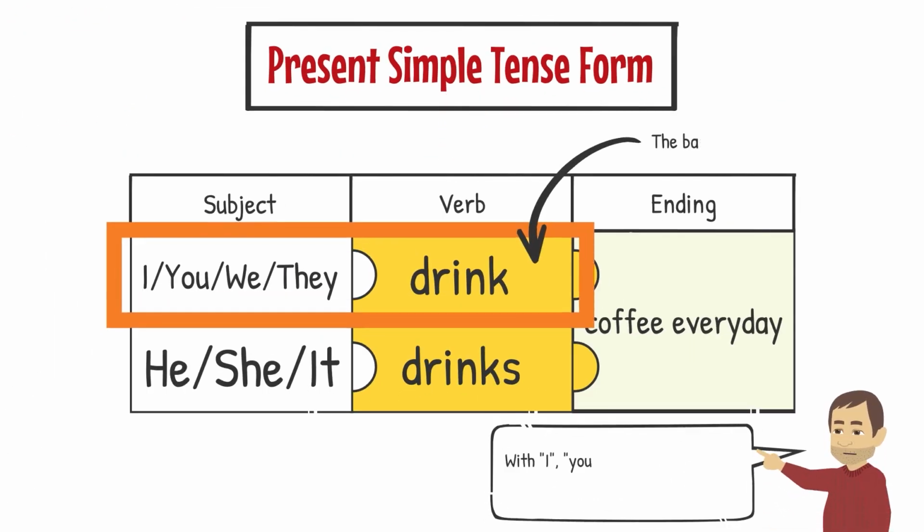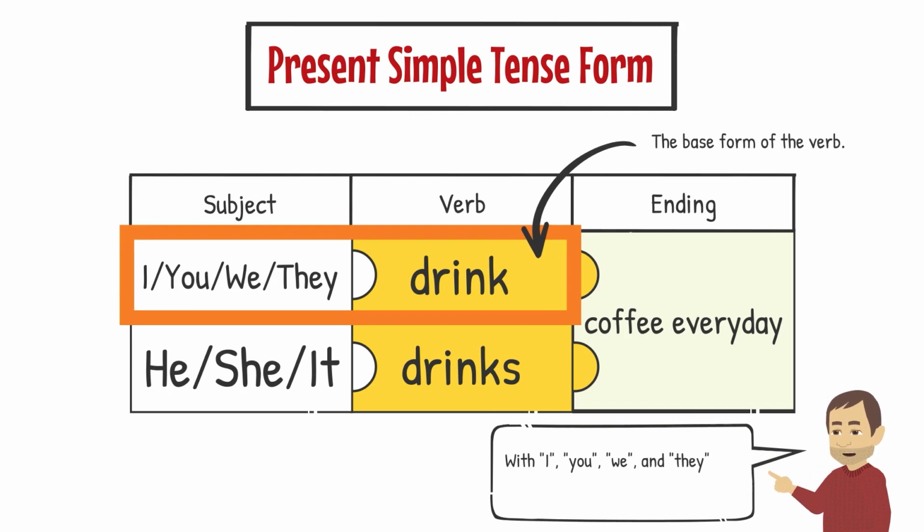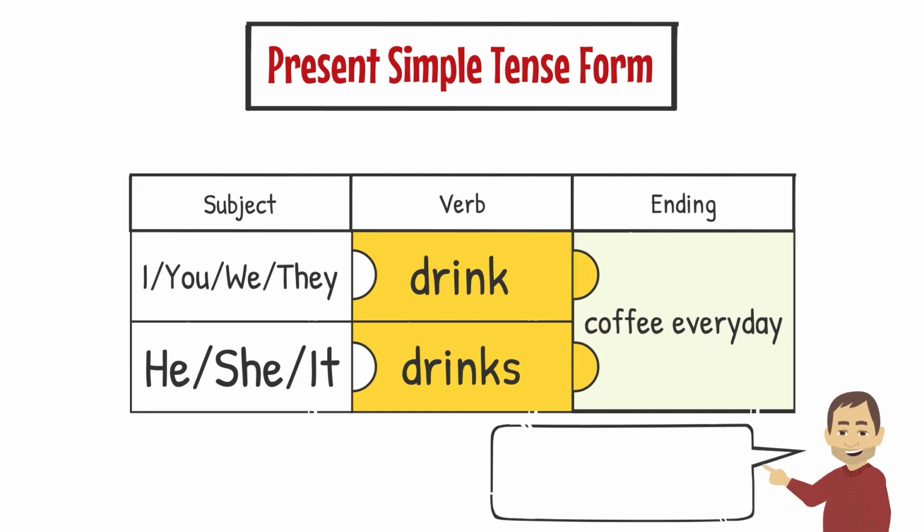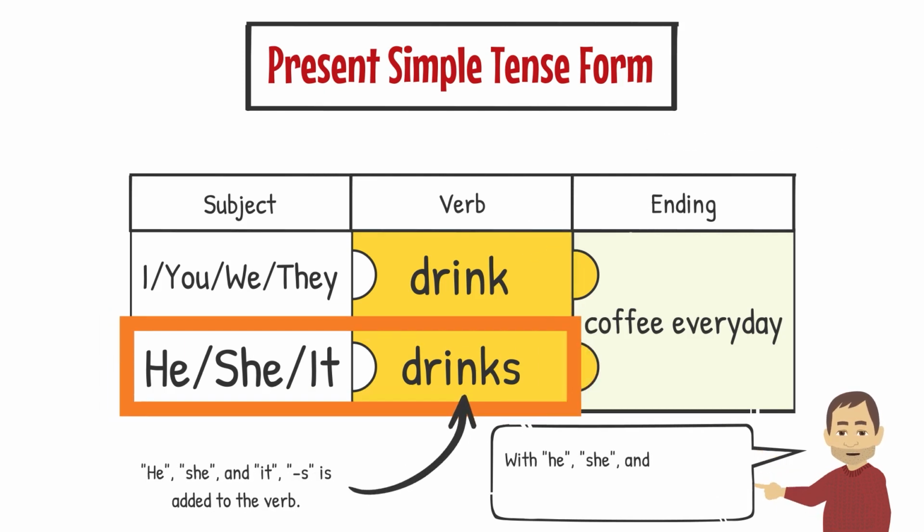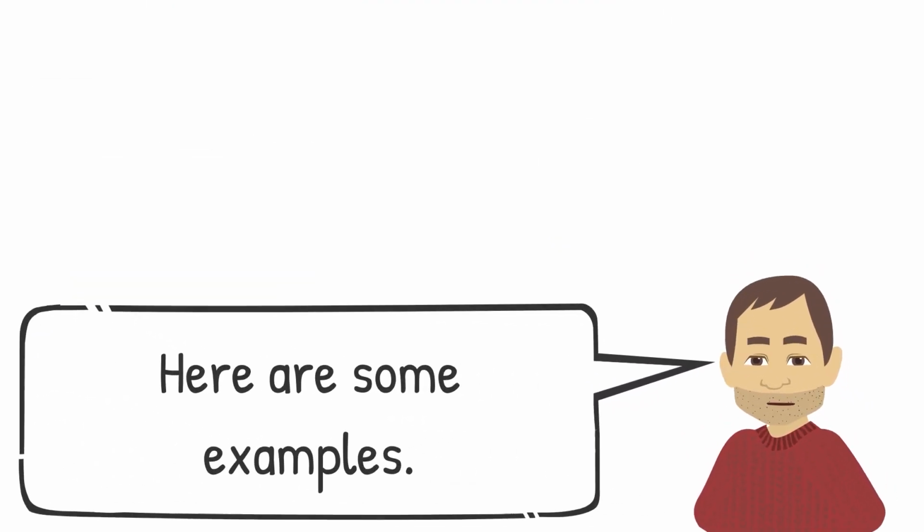With I, you, we, and they, the base form of the verb is used. With he, she, and it, you add s to some of the base verbs. Here are some examples.